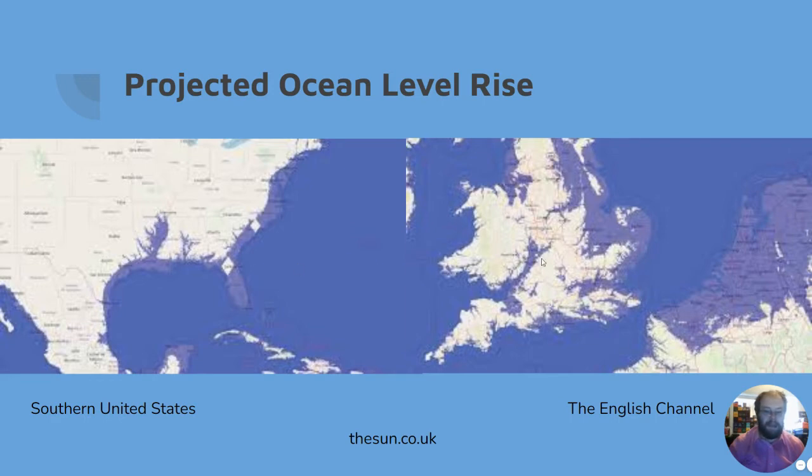Over here is England, which has lots of tributaries of little rivers that flow out. And so the English Channel will swell. This is London. This is most of eastern England. And then this is northern France and the Netherlands. The Netherlands will be gone. And this is all potentially in the next 50 to 60 years if we continue doing what we're doing.